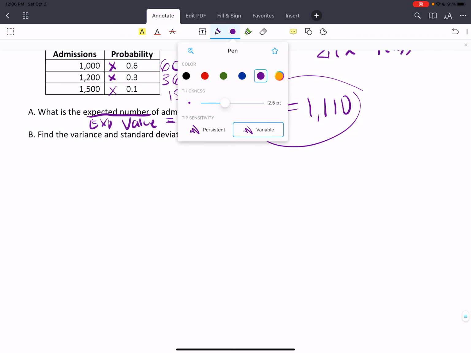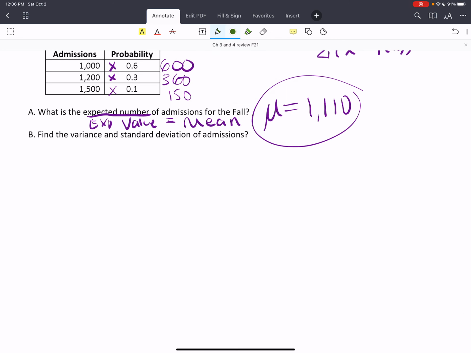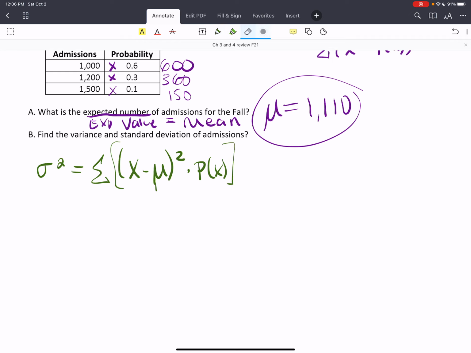Okay, and then we could also find the variance and the standard deviation for this university. So let's do that. My formula for variance is going to be summing up each of the X values minus the mean squared times its probability of occurring, okay? So we'll sum all of those up to find the variance. So I'm going to make myself the little chart like I like to do. Y'all should know this by now. So we have 1,000, we have 1,200, and we have 1,500. And then the probability of occurring, right? All this I'm just taking from the chart, you guys, 0.6, 0.3, 0.1.